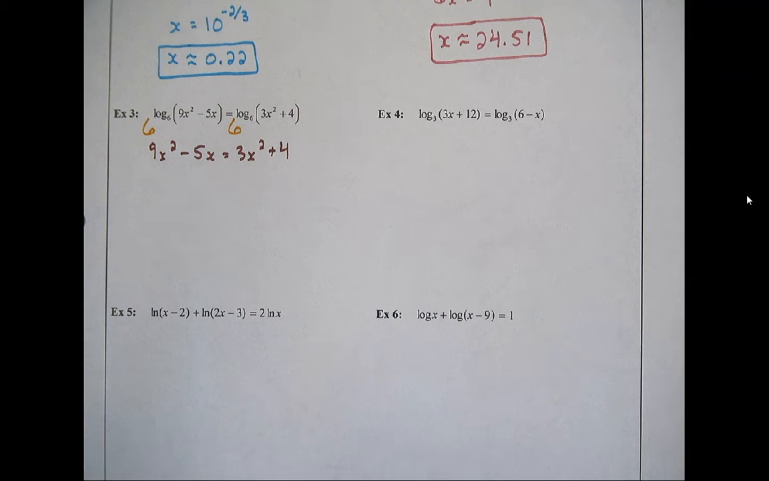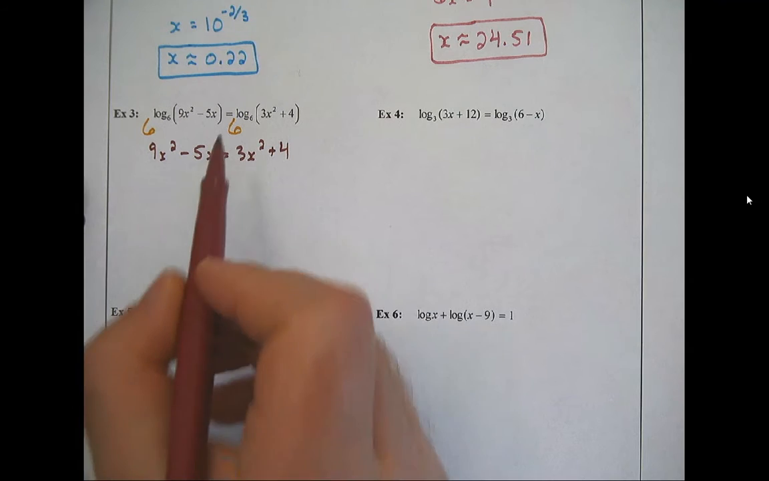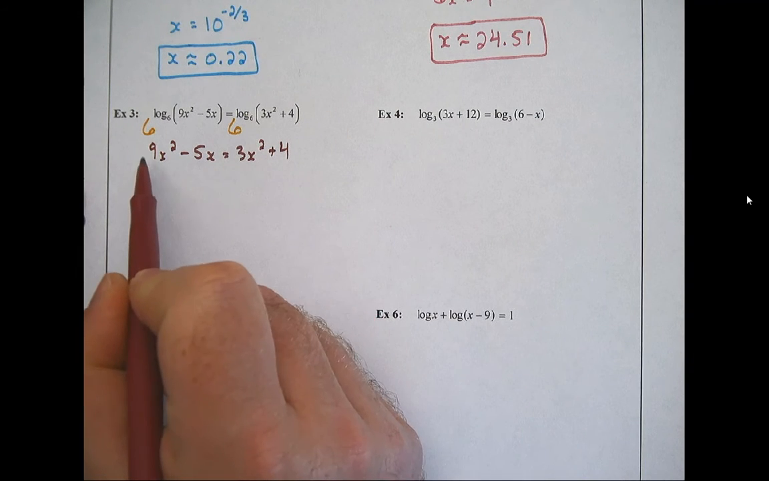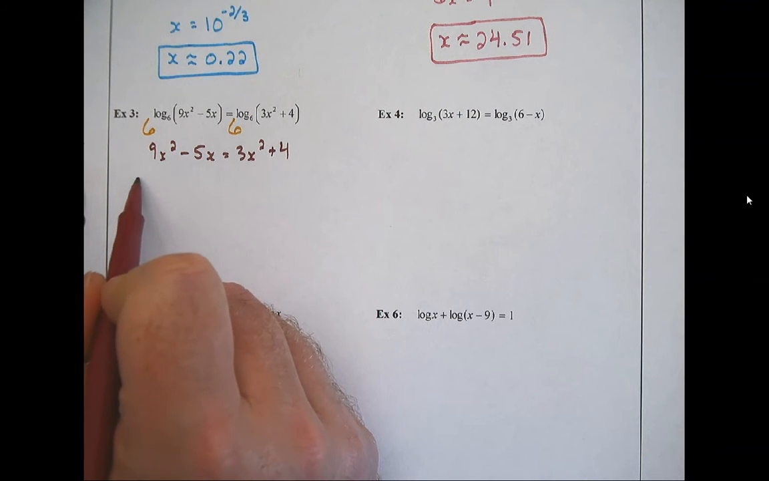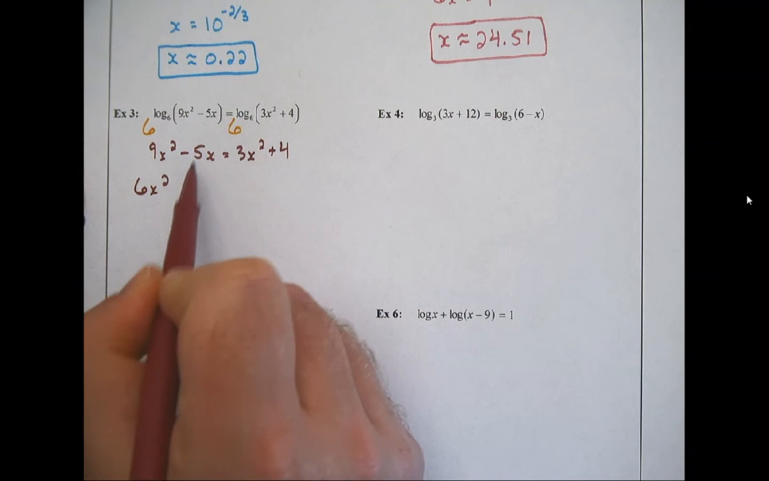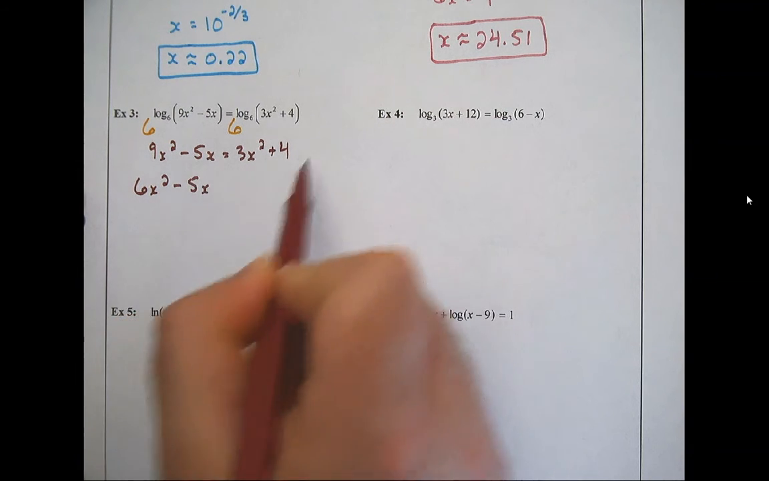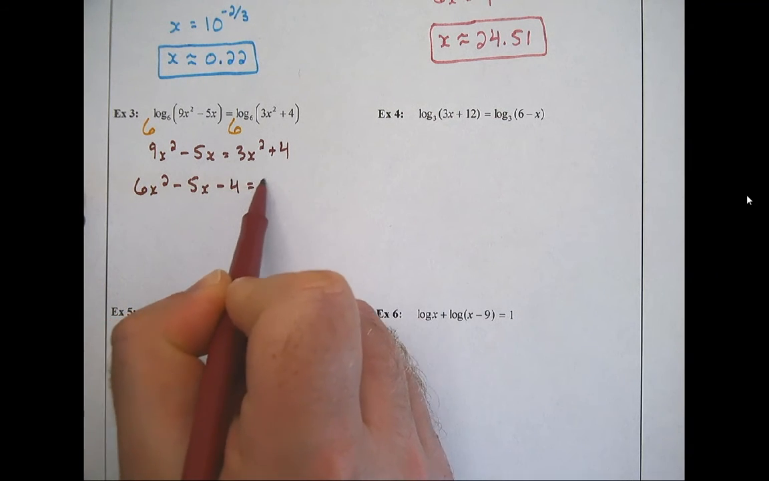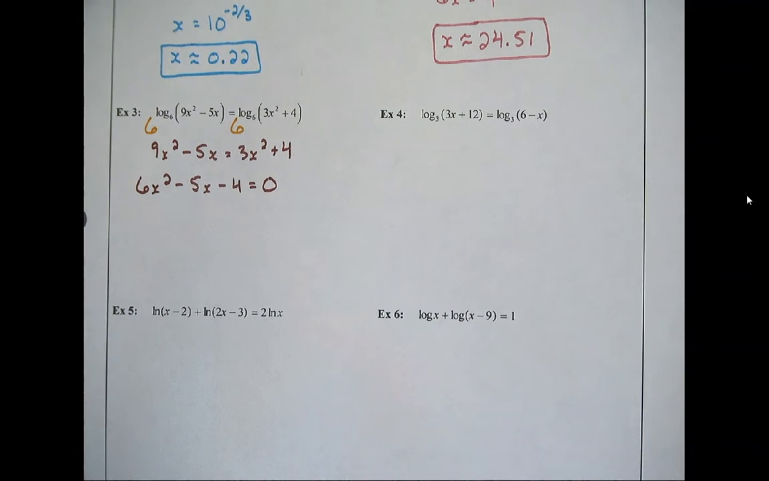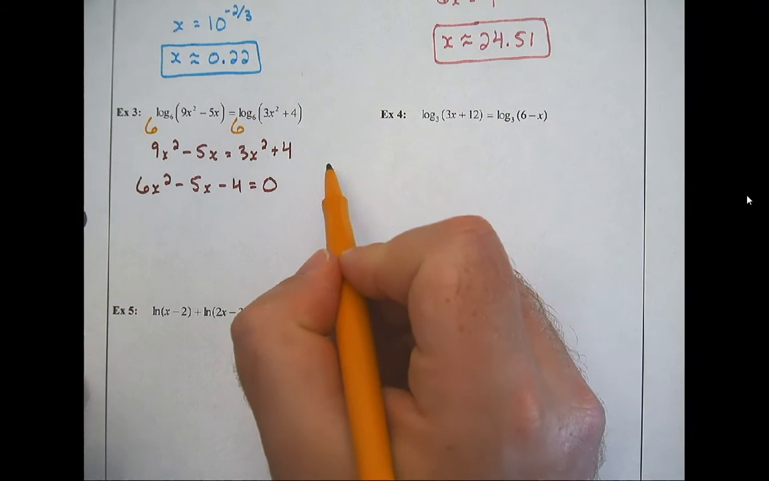And so before I can factor, I've got to get everything to the same side. So I'm going to subtract this over. 9 take away 3x squared is 6x squared. Subtract 5x, and then I'm going to subtract over the 4 equals 0. My math voice is screaming factor here. Hopefully yours is as well.